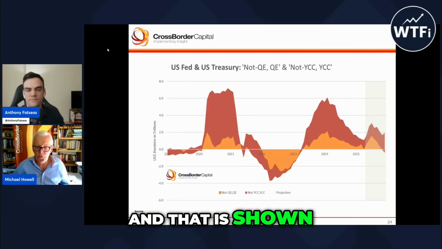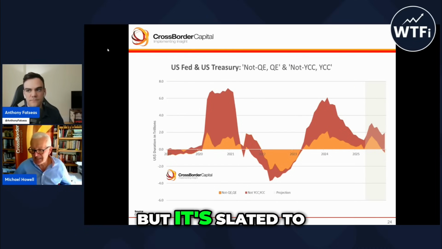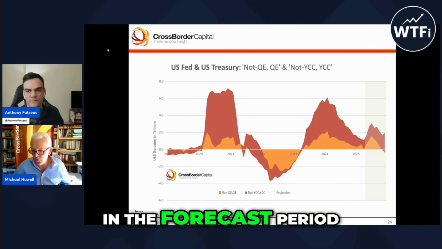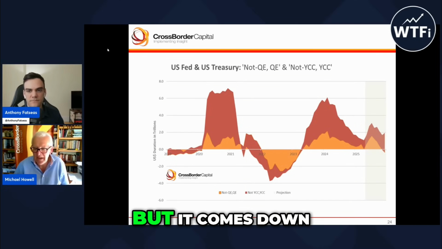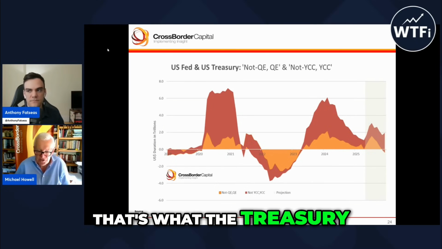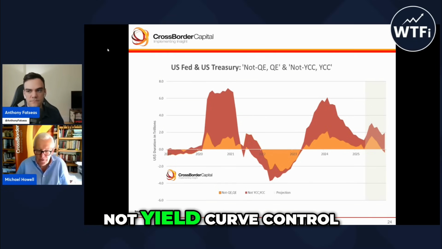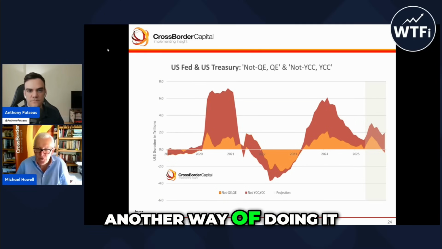And that is shown by the orange area. So you can see that that has been positive, but it's slated to turn down sharply in the forecast period. There may be a little bit of a surge in the next few weeks, but it comes down. And then if you look at the red area, that's what the Treasury is doing through what we, tongue-in-cheek, call not yield curve control. Think of this as Treasury QE, another way of doing it.